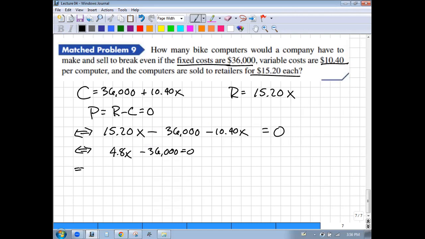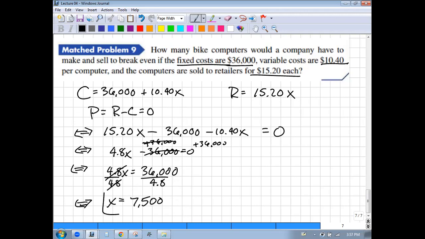All right. So let's get rid of the 36,000 by adding it to both sides. We have 4.8x equals 36,000. Now I want the x by itself, so let's get rid of this 4.8. Boom. And I don't know what that is off the top of my head, so we'll use our handy dandy calculator. 36,000 divided by 4.8. And we get an exact whole number.